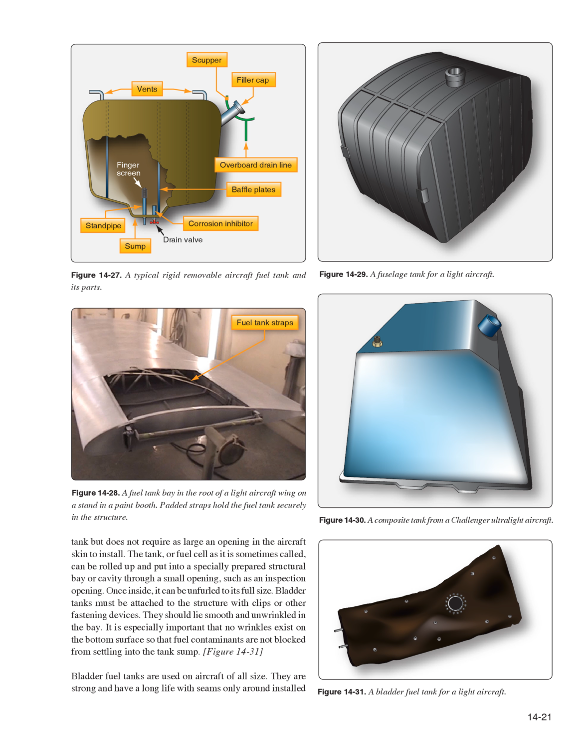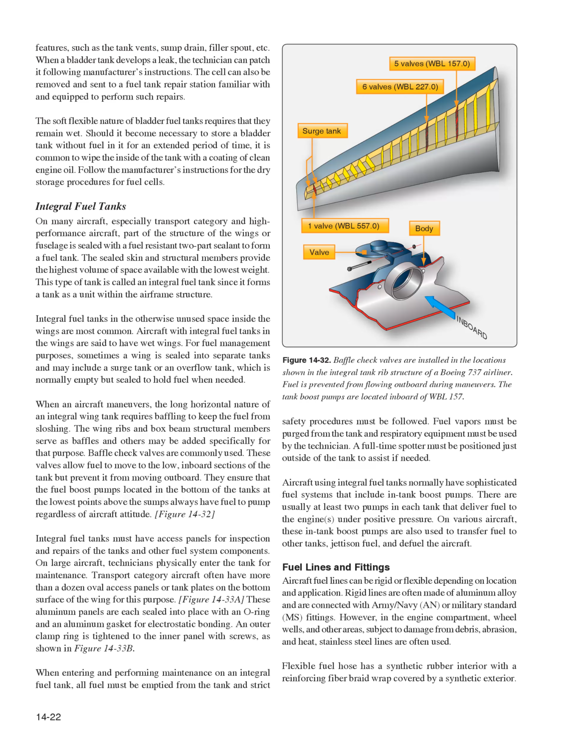Bladder tanks must be attached to the structure with clips or other fastening devices. They should lie smooth and unwrinkled in the bay. It is especially important that no wrinkles exist on the bottom surface so that fuel contaminants are not blocked from settling into the tank sump. Figure 14-31, bladder fuel tanks are used on aircraft of all sizes. They are strong and have a long life with seams only around installed features, such as the tank vents, sump drain, filler spout, etc.